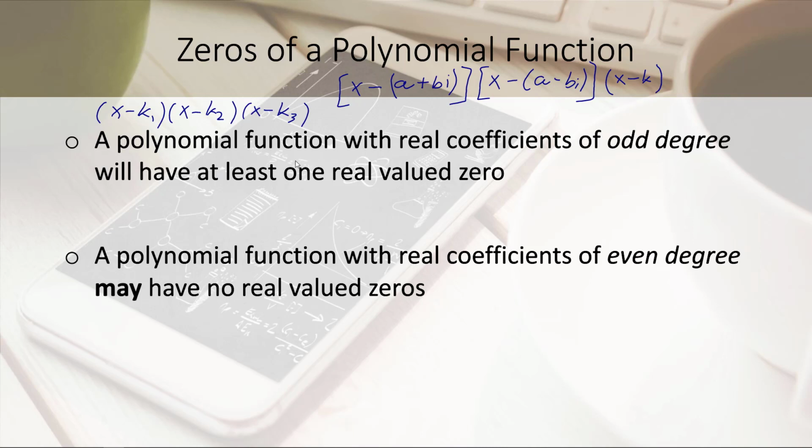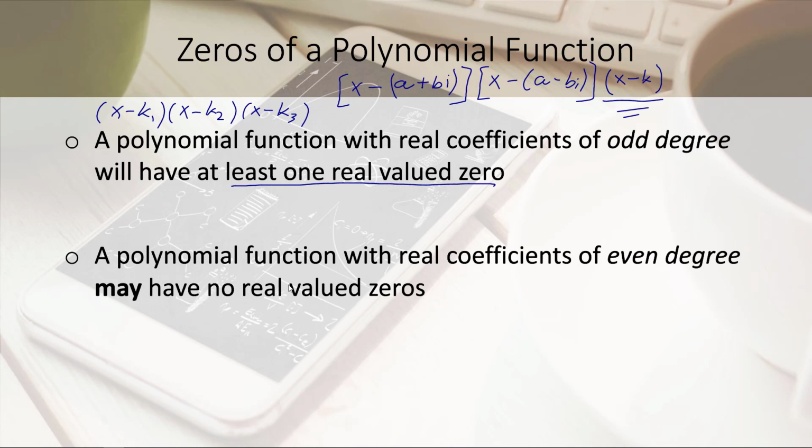Okay, so even if you had degree 5 or degree 7, if you had a collection, you could have as many as 6 complex zeros, because you can never have a 7th complex 0, and you'll always have at least one that is real. So if you have a polynomial of odd degree, you are guaranteed to have at least one real valued 0.